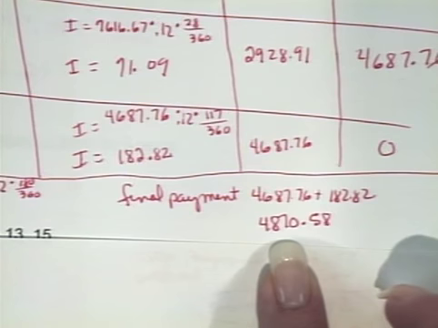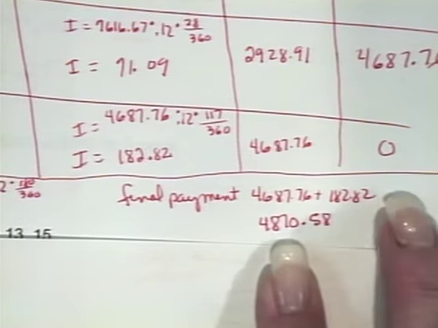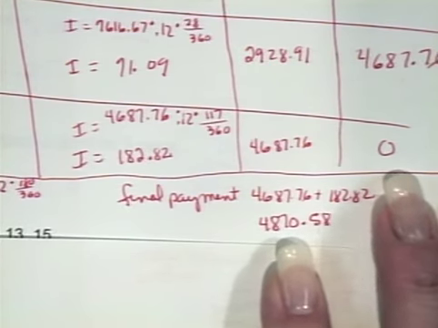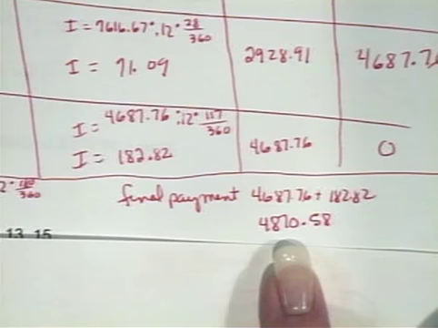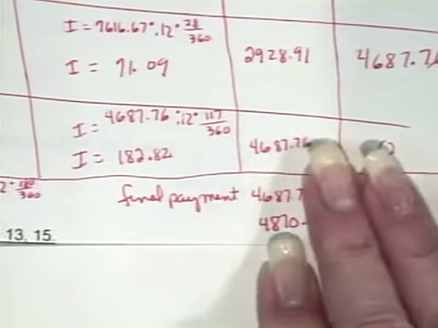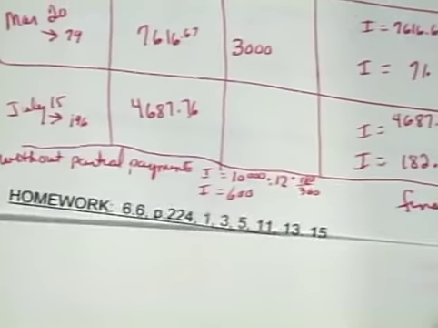How much money did Susan pay on this loan? Do you understand what we're doing? We're adding all the payments together. Good. How much would she have paid had she not made any partial payments? 10,600.